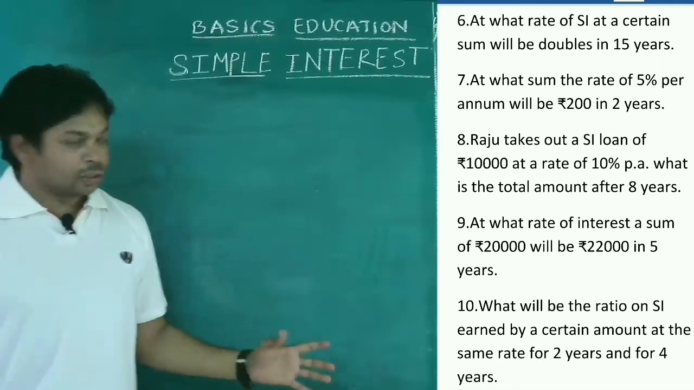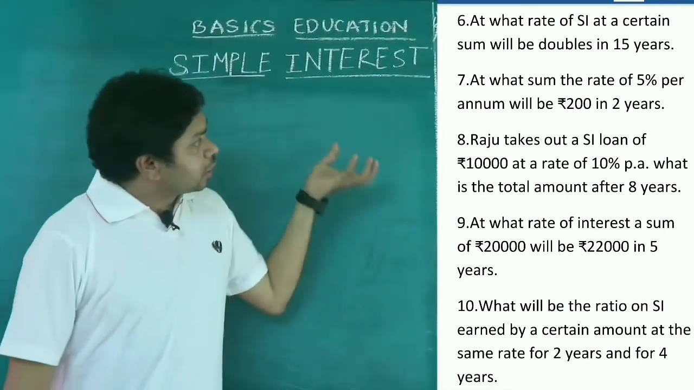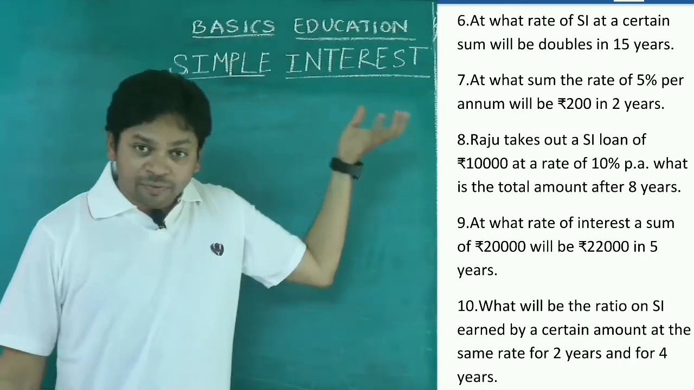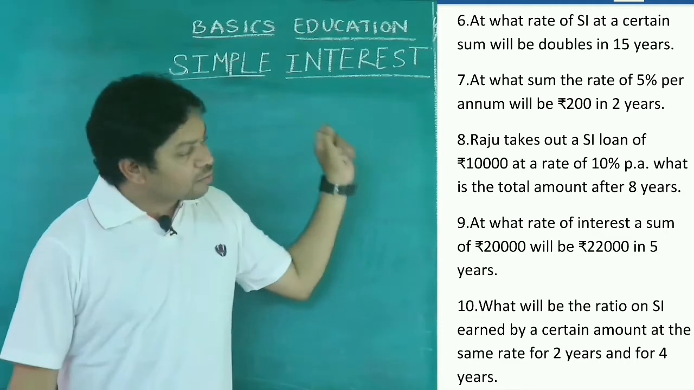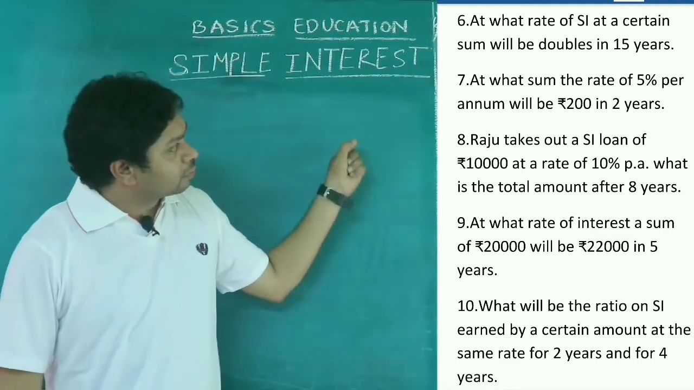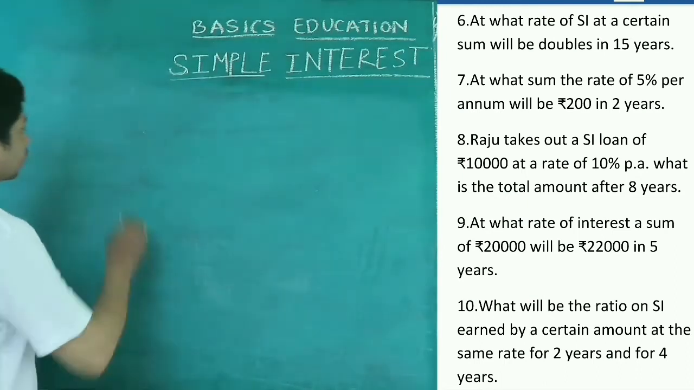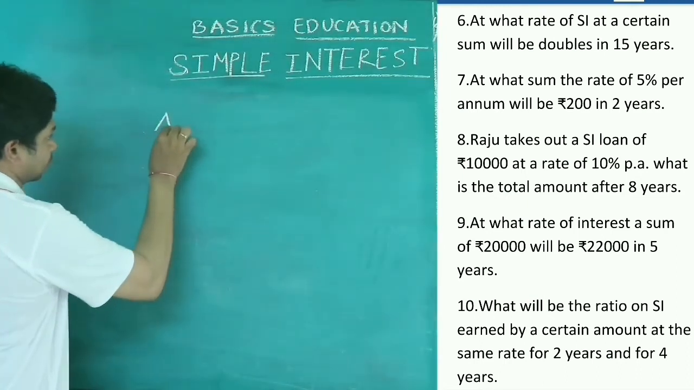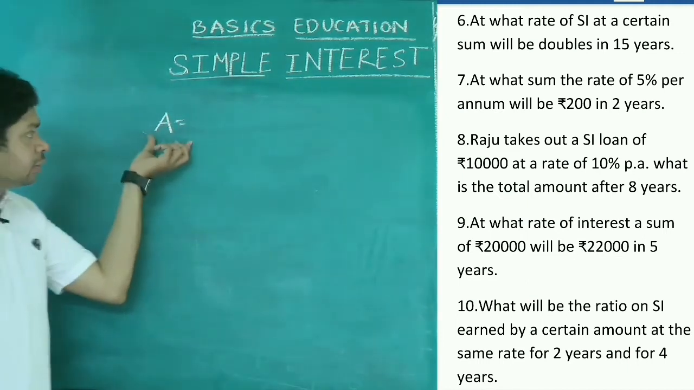Then go to the next question. At what rate of simple interest will a certain sum double in 15 years? Again I will tell you the question. So first, it is asking that the total amount will double. From the data, that is 2x.